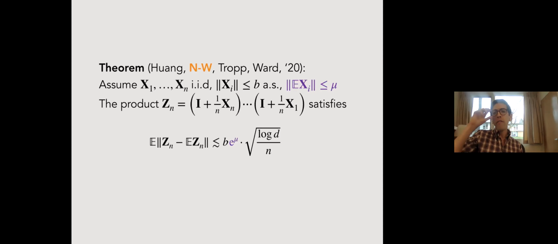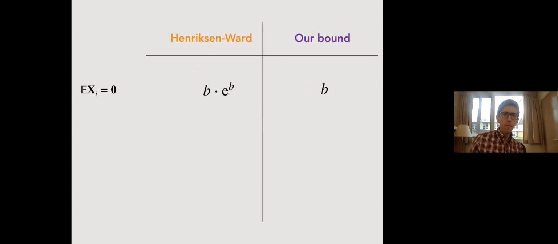So to convince you briefly that this improvement from e to the B to e to the mu is important, let me just compare what these bounds say in two different settings. The most obvious case is when the matrices have zero mean. Henriksen and Ward still pay e to the B for the size of the almost sure bound on the random matrices xi. But when the expectation of xi is zero, mu is zero, and our bound pays nothing. So instead of exponential dependence on B, we get linear dependence on B.